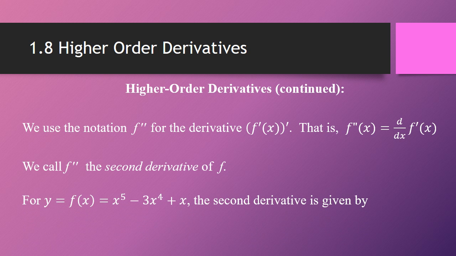So for the equation we're talking about, we said that the first derivative was 5x to the fourth minus 12x to the third plus 1. The second derivative would be 20x to the third minus 36x squared. In other words, you just take the derivative of the first derivative.